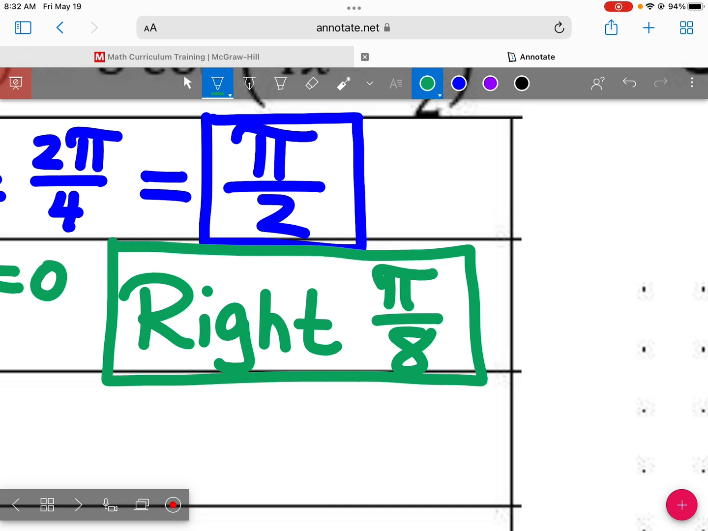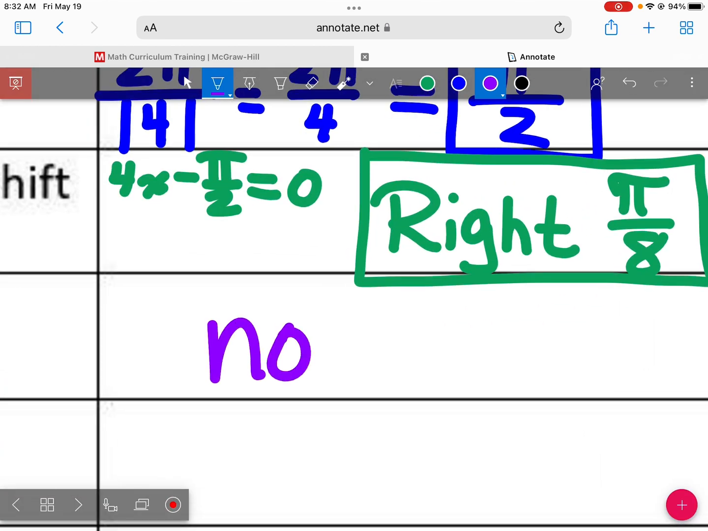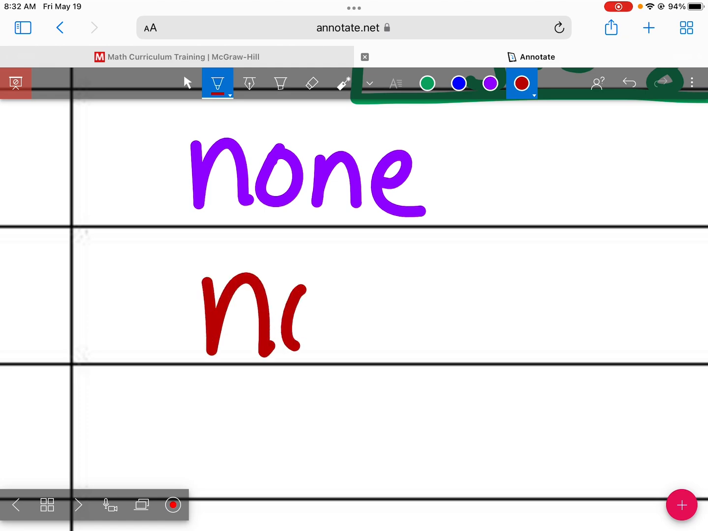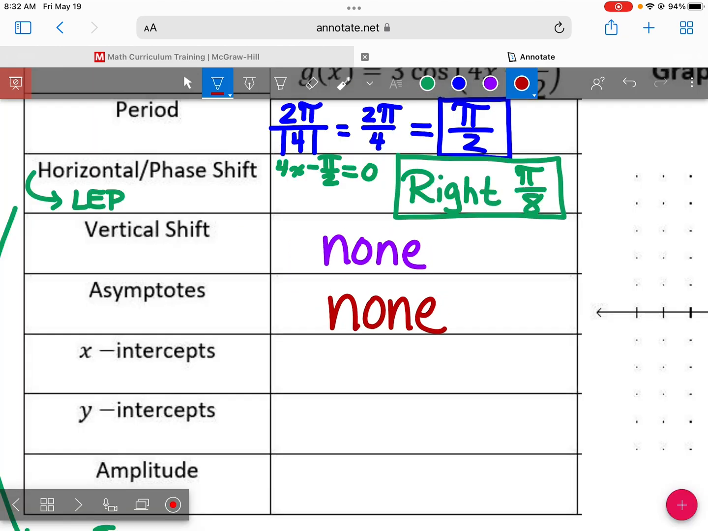Vertical shift? None. Asymptotes? None. Why doesn't this have any? Because there's nowhere that cosine is undefined. Sine is not undefined anywhere, so it doesn't have asymptotes. Cosine is not undefined anywhere, so it does not have asymptotes. Tangent does have undefined values. So there are places where that one has asymptotes.